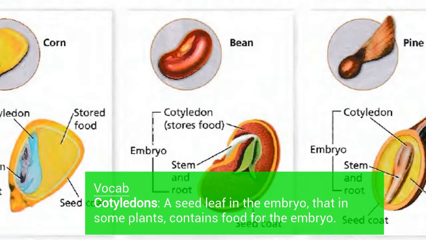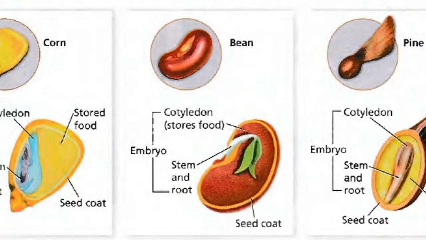So, embryo, by the way, we'll back up a little bit. Embryo is one of our vocab words. So, you want to get the definition of that. That's the fertilized egg. And then we have the cotyledons. It's a weird word, I know, but it's spelled cotyledons. And in some seeds, food is stored in the cotyledons, although in others, food is stored outside the embryo.